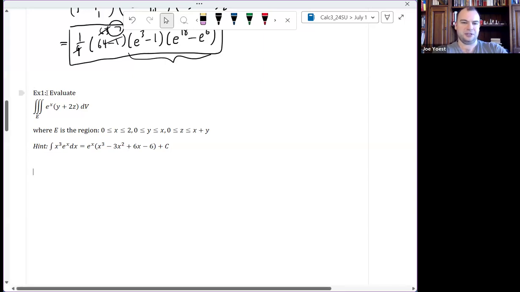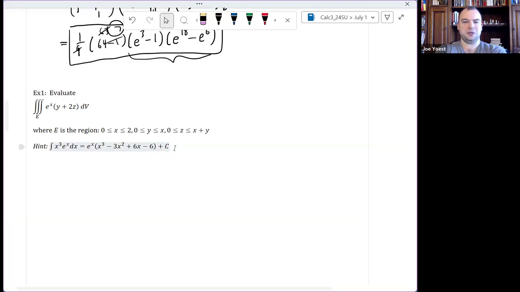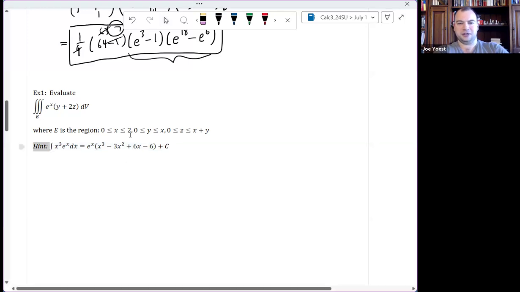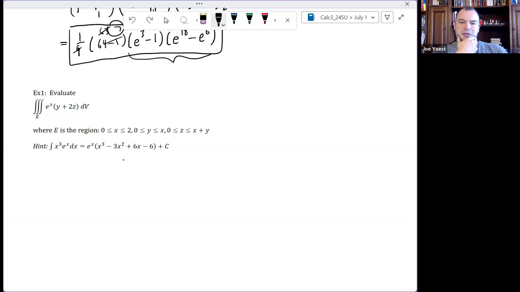Okay, let's look at the next example. Let's evaluate this triple integral of e to the x times y plus 2z, where E is the region where x is between 0 and 2, y is between 0 and x, and z is between 0 and x plus y. And I gave a little hint down here so that we don't have to do a bunch of integration by parts at one point in this problem. Okay, so let's again try to draw out our region.